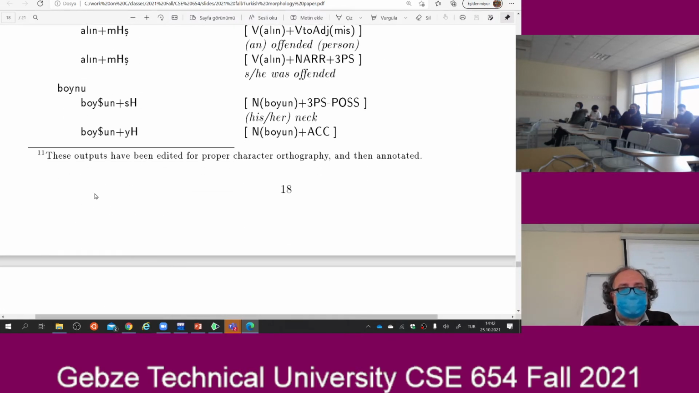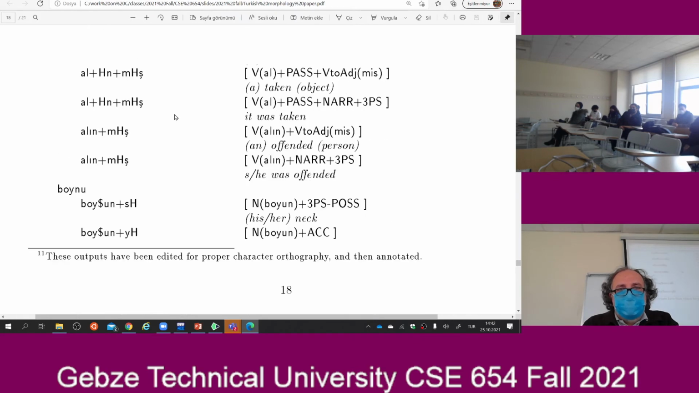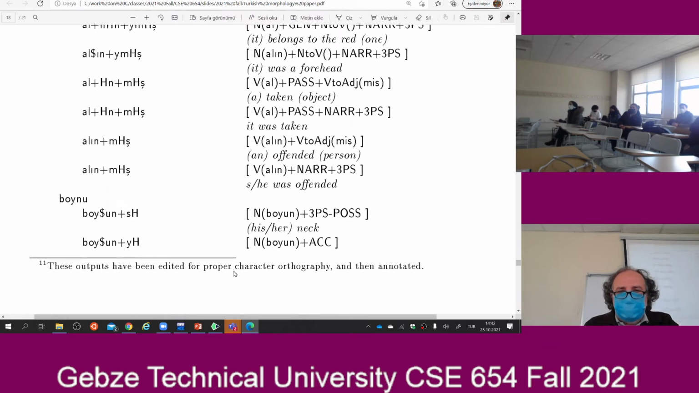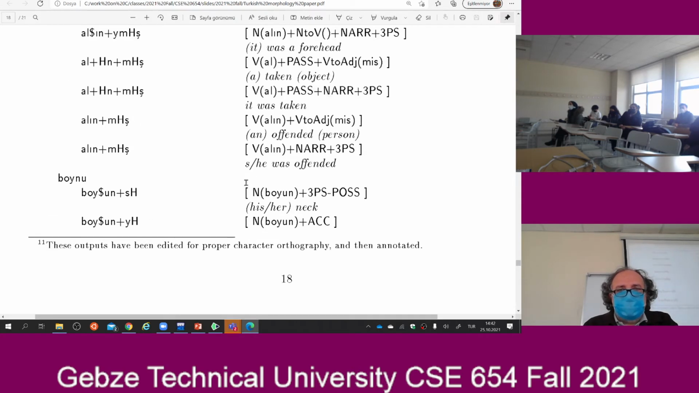Again, similar stuff for boynu. It comes from boyun, and this is what H means. It's I, E. We are going to look at it in a few minutes. What is this? This is boyun, his, her neck, and I think this is boyun, your height, I guess. No, yeah, accusative. Your, senin boyun. This one is boyun.